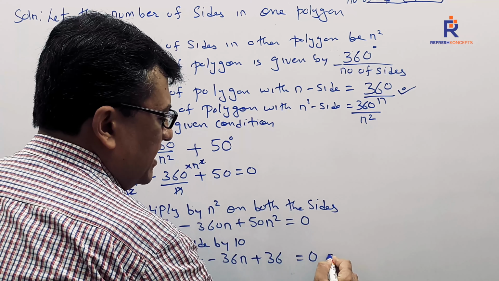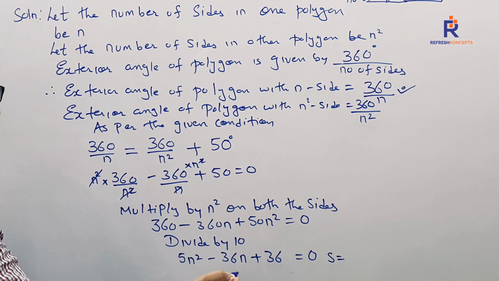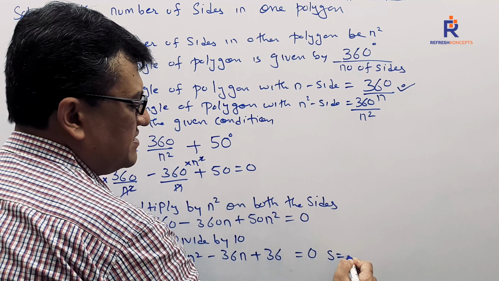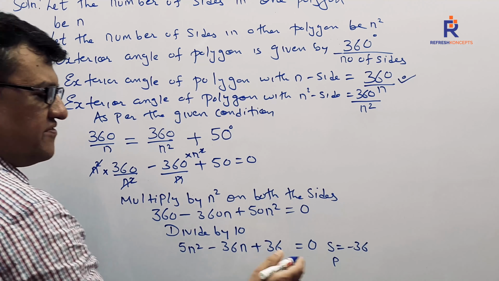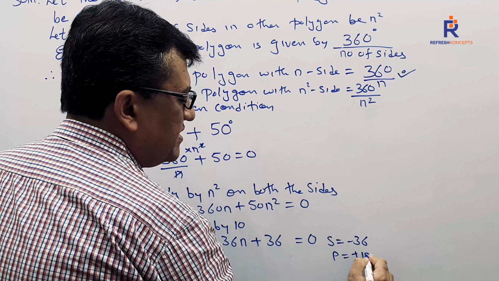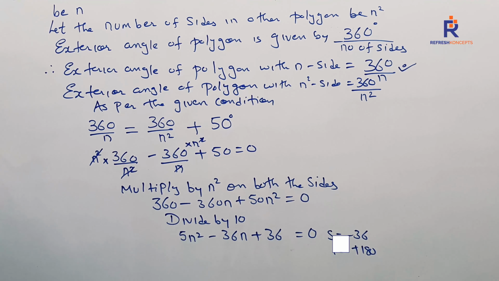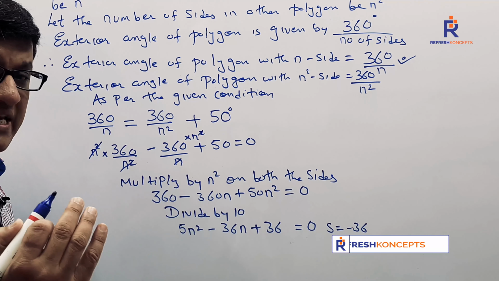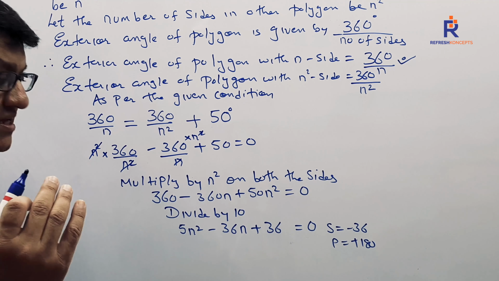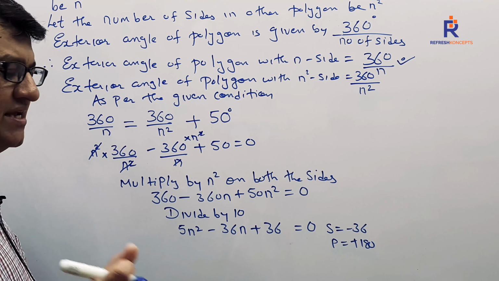Now again, this is an equation which we will factorize. Quadratic equation, sum is minus 36. Product is 36 into 5, plus 180. Factors, children? Any idea? What are the factors going to be? Yes, minus 30 and minus 6.